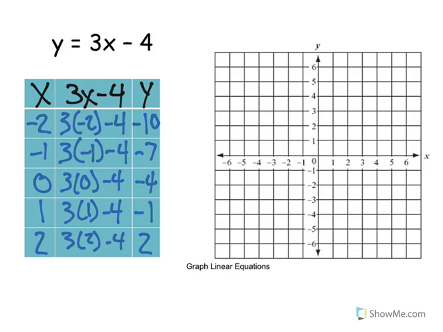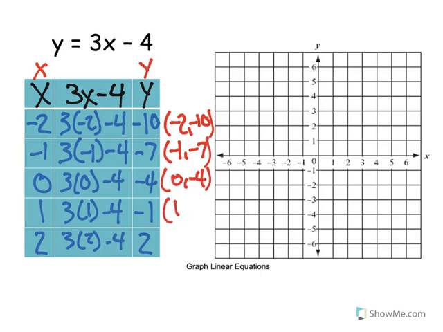So now what am I going to do? Well, I'm going to take my x value and my y value and make that into an ordered pair. X is negative 2, y is negative 10. X is negative 1, y is negative 7. I've got 0, negative 4. I've got 1, negative 1. I've got 2, 2. Where am I getting those numbers from? Well, I'm taking the x value and the y value, and I'm putting them in a coordinate.